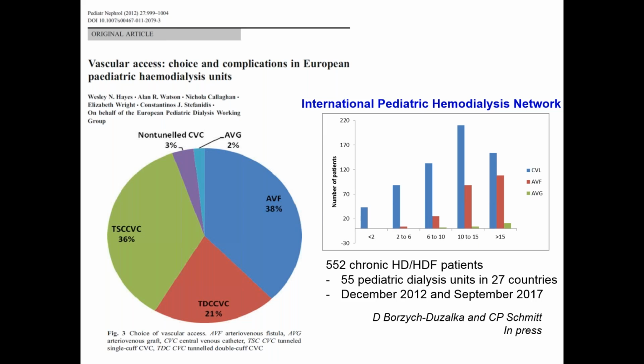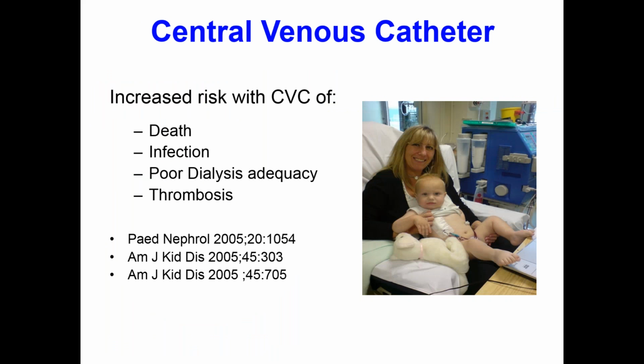Now, looking at central venous catheters, a large number of studies, even in pediatrics, have looked at outcomes with central venous catheters compared to arteriovenous fistulae and shown that the risk of death, of infections, of poor dialysis adequacy, and of thrombosis are all increased with central venous catheters. All of these different factors are increased.